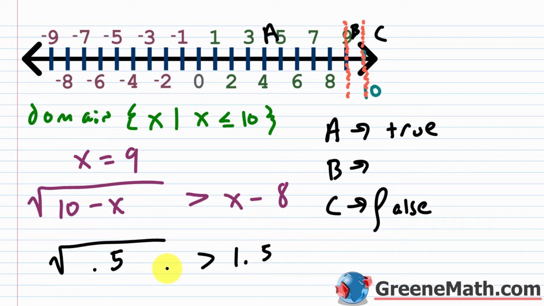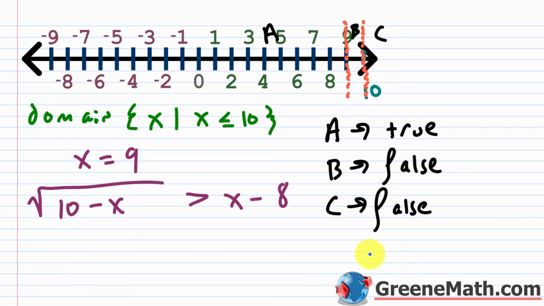Now, I think that most of you know without pulling out your calculator that this side over here is not going to be greater than this side over here. But again, if you want to punch it in, you're going to get about 0.71. Okay, so 0.71 is not greater than 1.5. So this is going to be false.